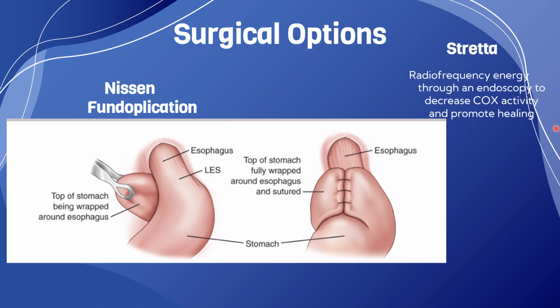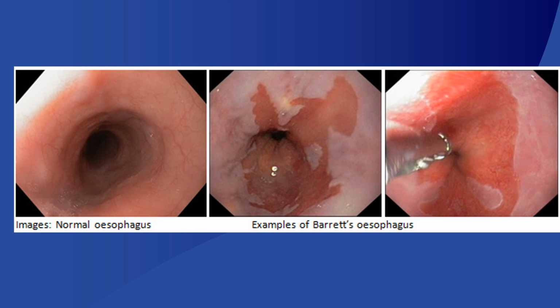We can also do something called Stretta. And so this is done through endoscopy, and radiofrequency energy is applied, and it actually helps decrease COX activity. Remember, COX-2 inhibiting, going back to pharm and anti-inflammatories, and it helps promote healing. And so this would be a patient needing this to be done through endoscopy. The Nissen can be done through laparoscopic means. Both of them are only done if the patient doesn't respond to other therapies first.